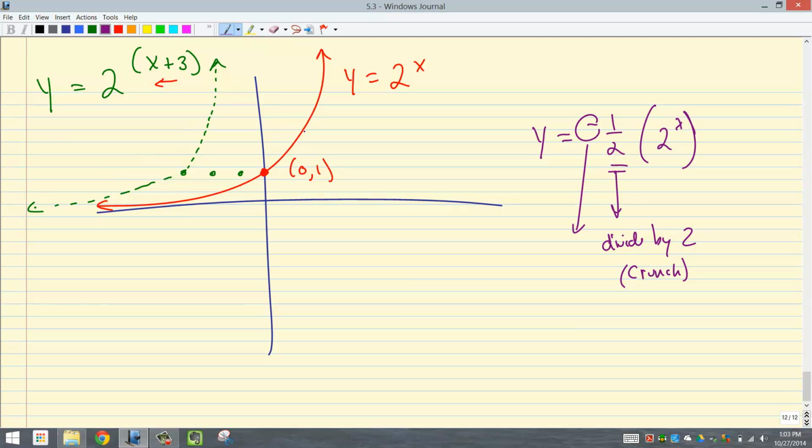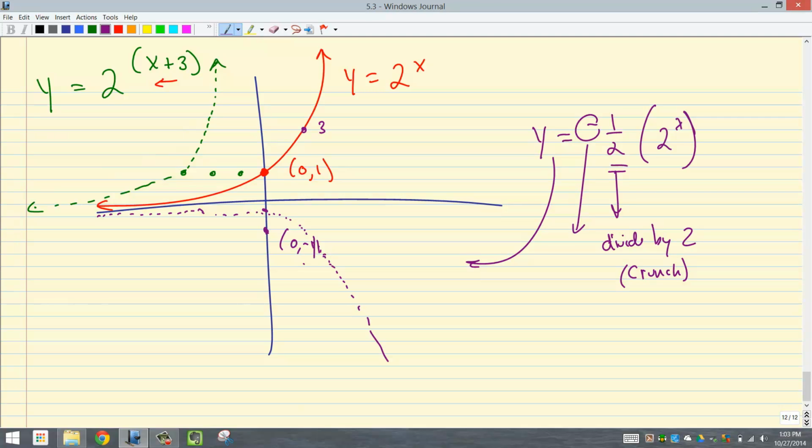What does the negative do? If this is a point of 3, if I take the opposite of it, it reflects it over here. So this negative 1/2 does two things. It crunches the graph down, that's what the 1/2 does, and then the negative flips it over the x-axis. It takes all the positives and makes them negative, takes all the negatives, makes them positive. So this graph is going to look something like this. And if this is 0, -1, it's going to go through -1/2 and then not grow quite as fast. So this is kind of a review from exponents.